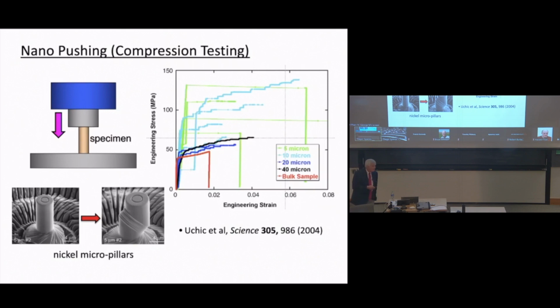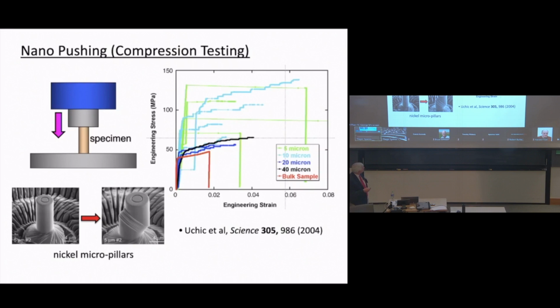And this was a paper, not by us, but by Mike Uchic and a lot of other folks in 2004, which set the mechanical properties community on fire because people realized in this work that suddenly things that are measured at small scales are different than they are at large scales. And that shows in this plot of the stress-strain behavior.